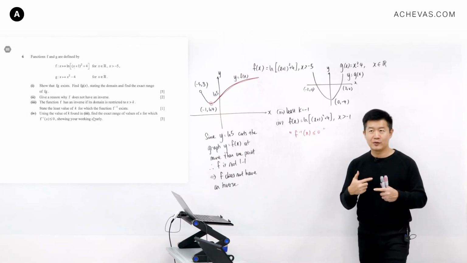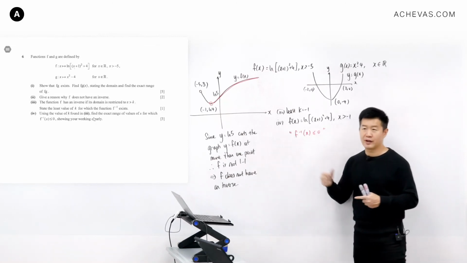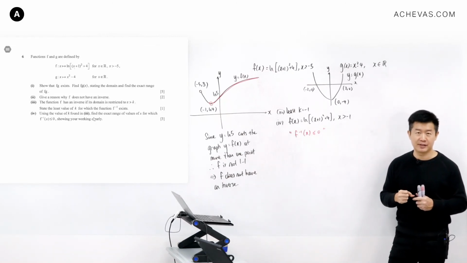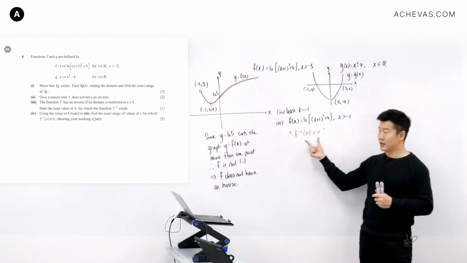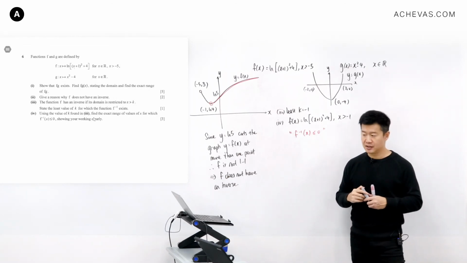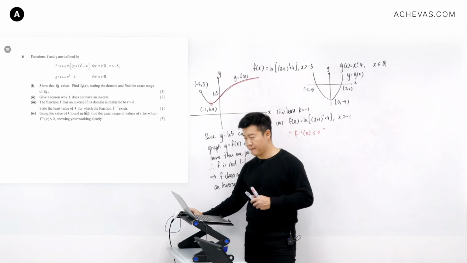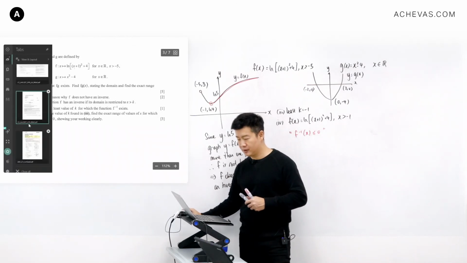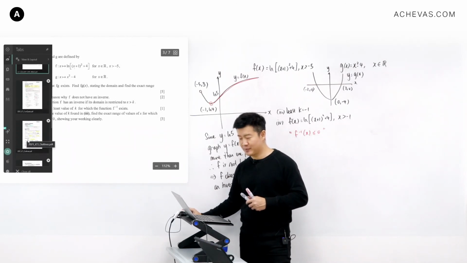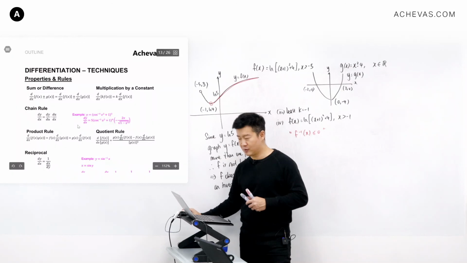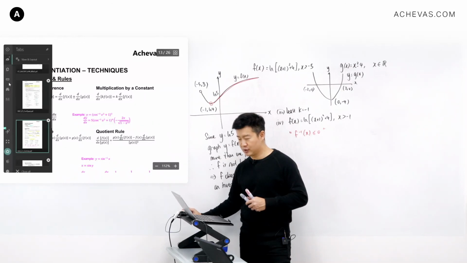Can anyone think of a strategy if you don't want to find the expression for f inverse? Is there any way that you can solve for this? Try to think about our inverse function. Let me just show you in our outline. Let's try to see whether we can find some inspiration from our outline.